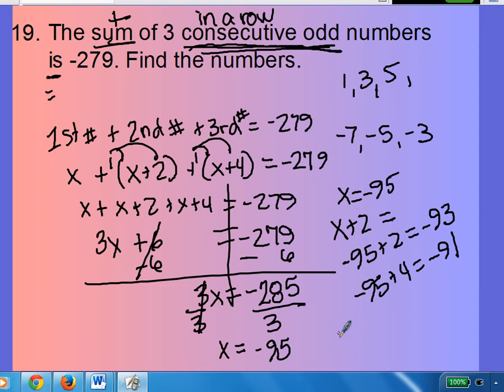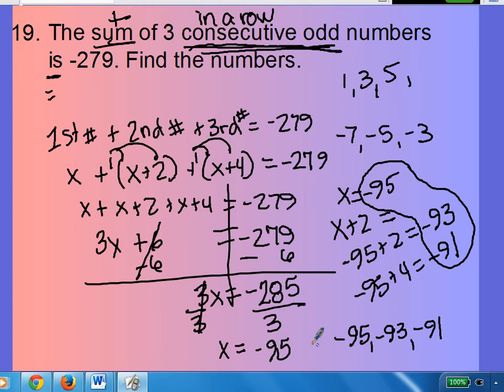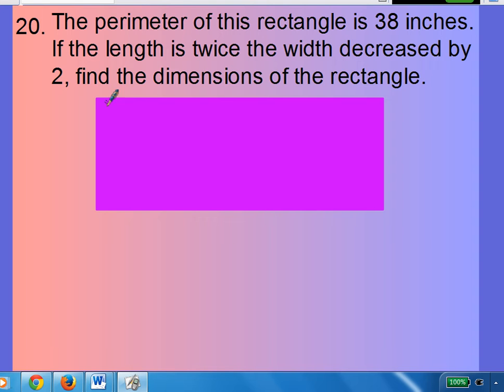So the three numbers we were looking for were -95, -93, and -91. And if you were to add them all together, you would see in your calculator that they add up to -279. All right, last question is this one. The perimeter of this rectangle is 38 inches. If the length is twice the width, decreased by 2, find the dimensions of the rectangle.